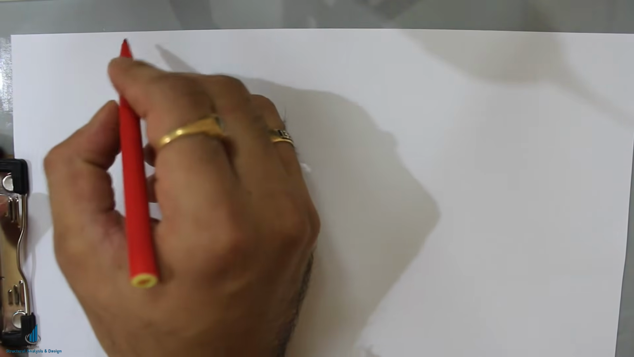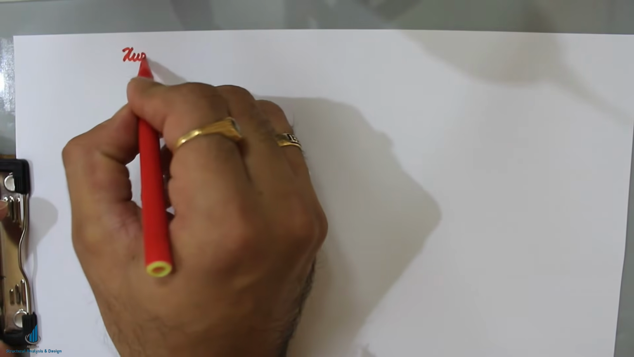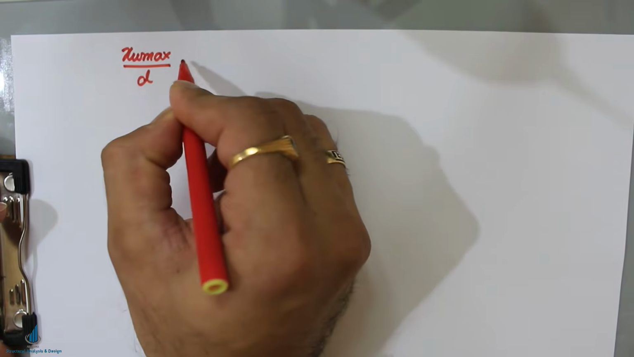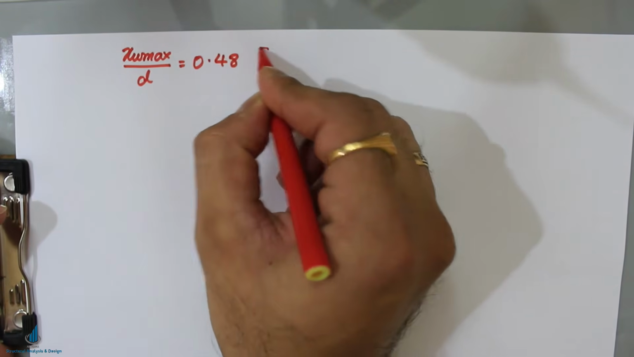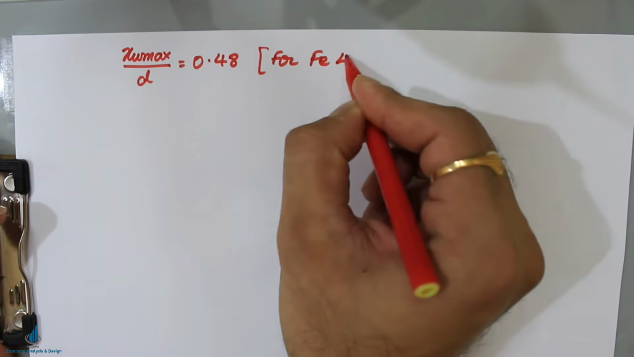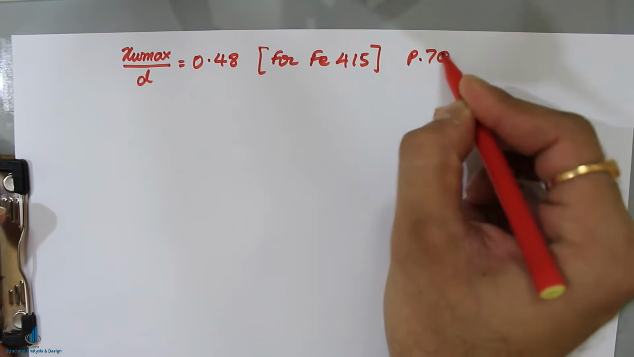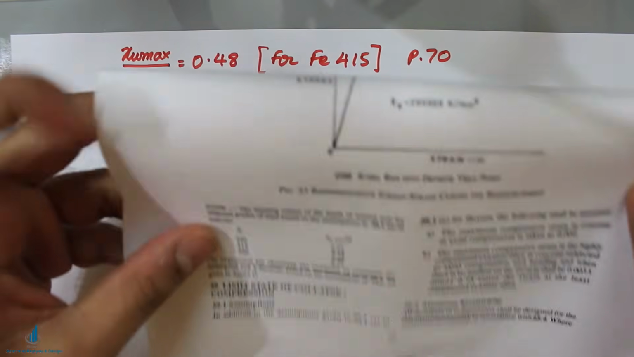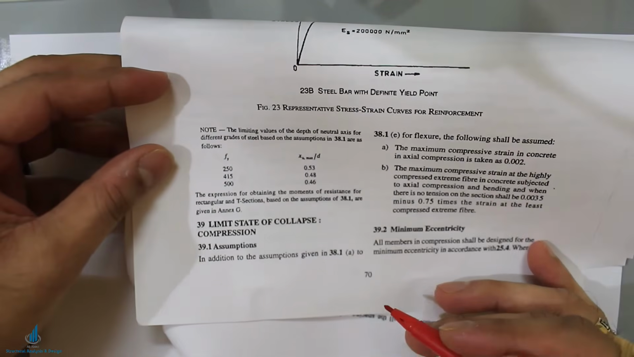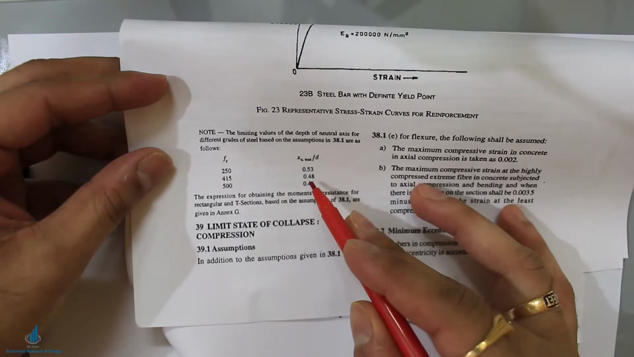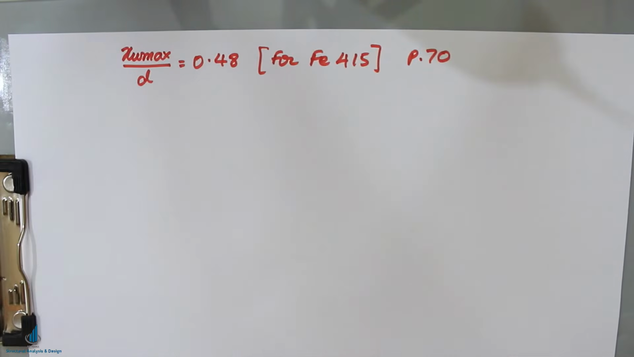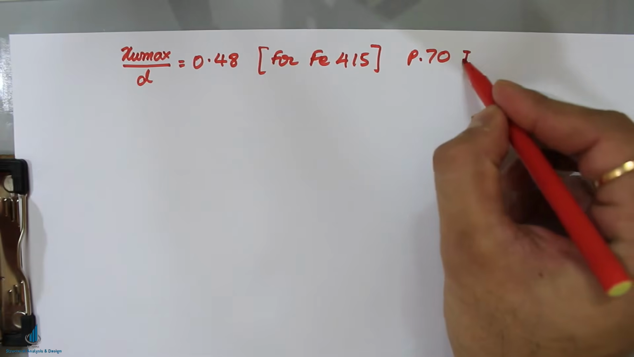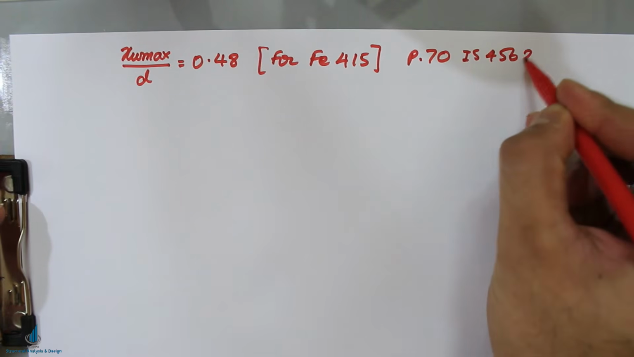Now what you have to do is find out the Xu max value, that is Xu limiting. Xu max by d is equal to 0.48 for Fe 415, page number 70. We have solved this many times. From page number 70 of IS 456 2000, for grade Fe 415, that Xu max by d value is 0.48. That I will also mention here, IS 456 2000.